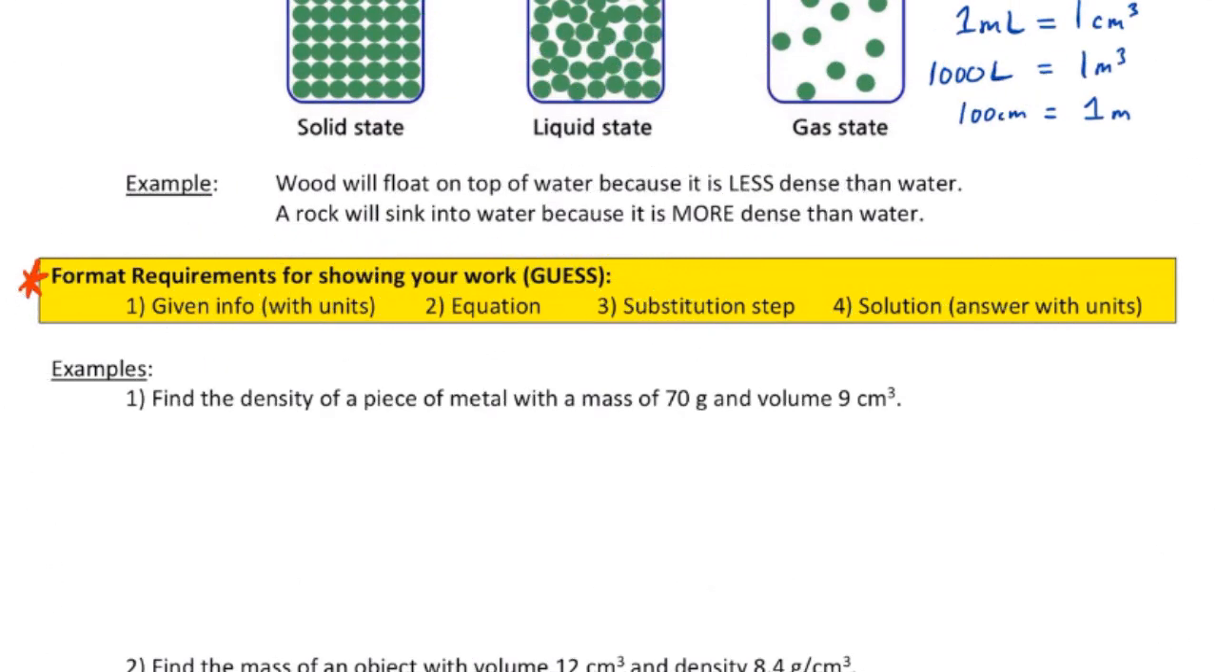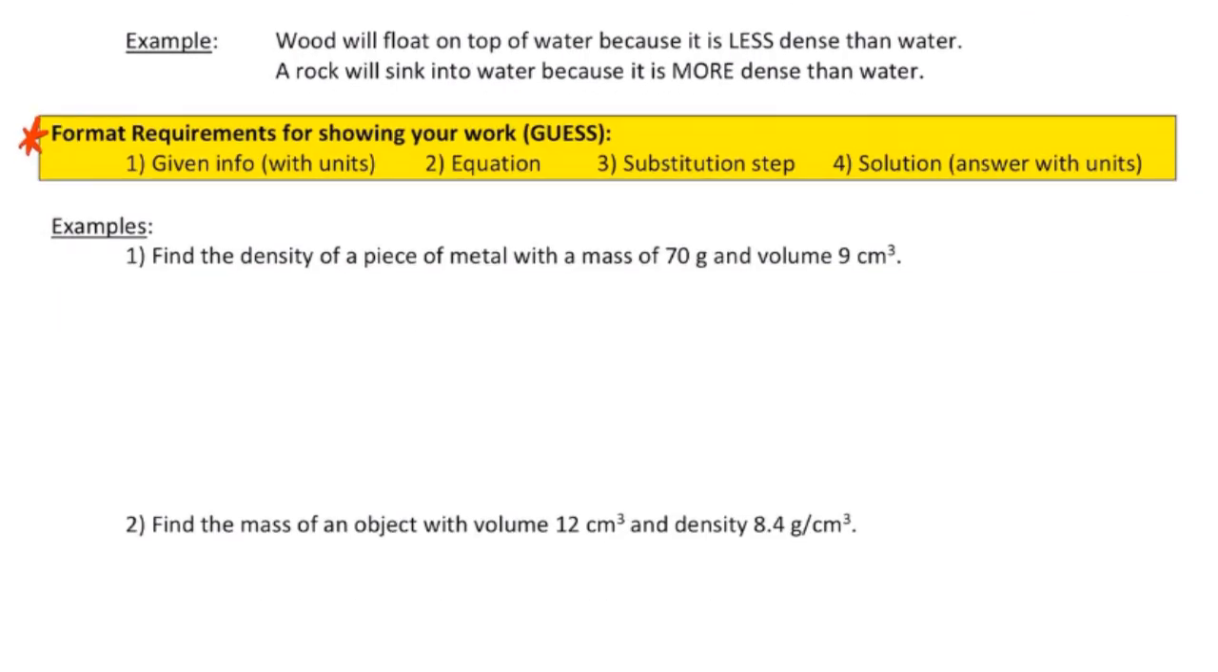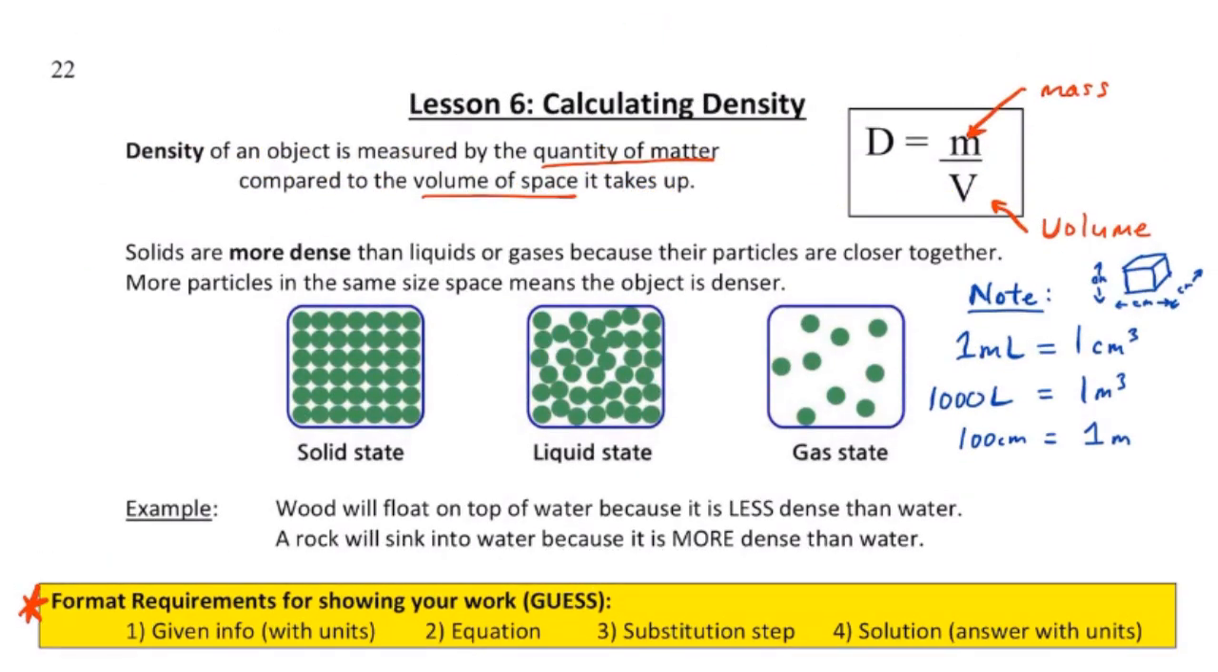So here we have our first example. We're going to do the math here. We are asked to find the density of a piece of metal. So that's how many particles are in a certain space. And we know for sure, we've already measured it on a scale, that that piece of metal is 70 grams and that the volume is 9 centimeters cubed. So when we go back up and take a look at our formula, we can see we've got D for density.